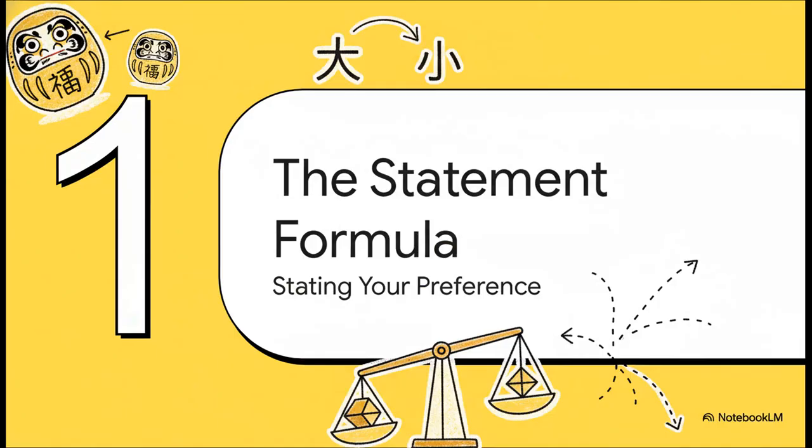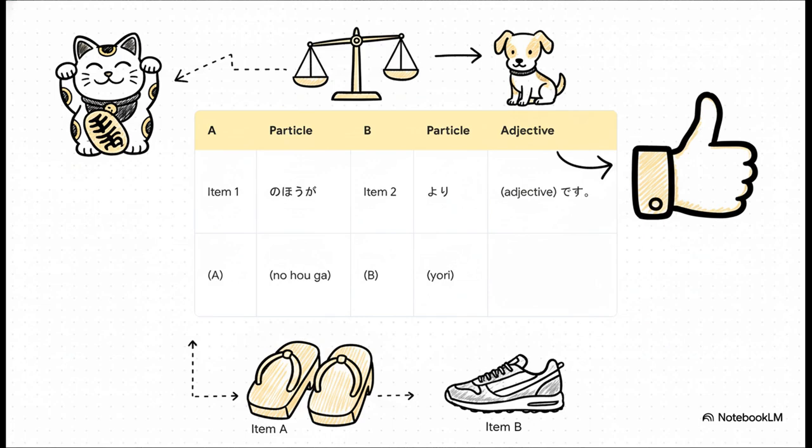All right, first things first. Let's look at how to make a simple statement. How to say that one thing is more of a certain quality than something else. Okay, here is the essential structure. It's a blueprint. You start with item A, that's the thing you're choosing. Then, you add the particle no hoga to mark it as the preferred option. Next comes item B, followed by the particle yori, which simply means than. You then finish it off with your chosen adjective.